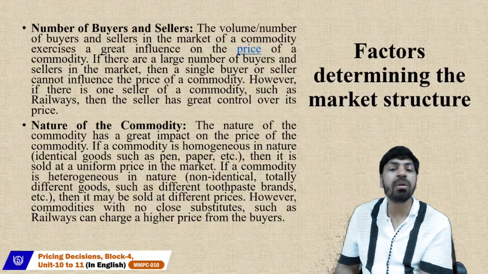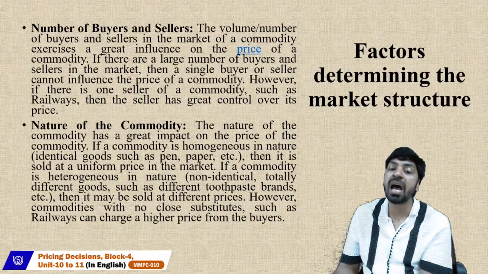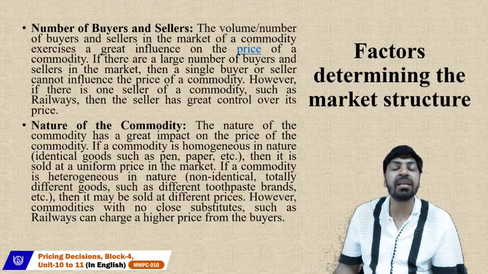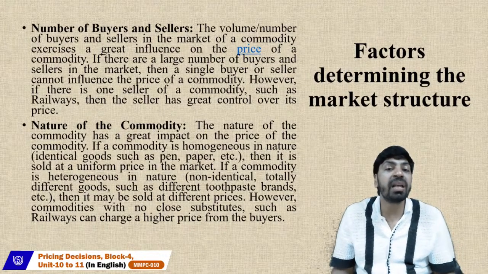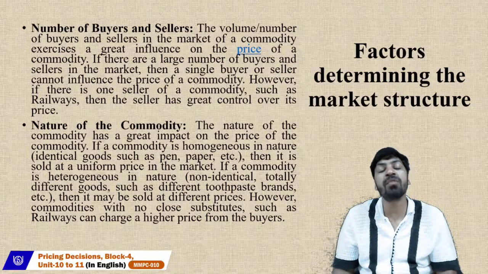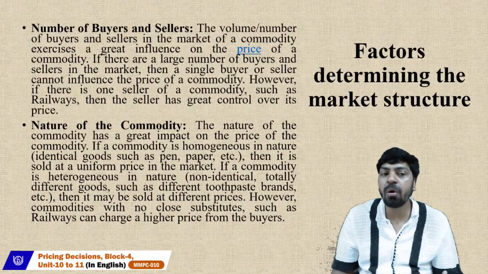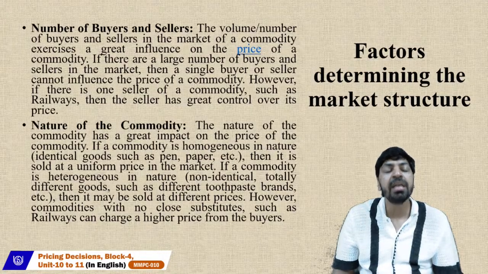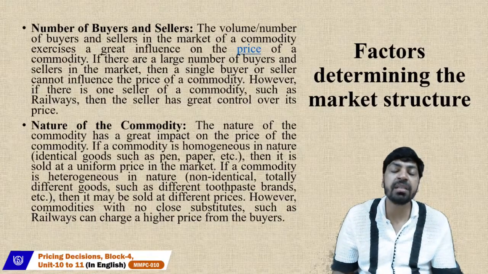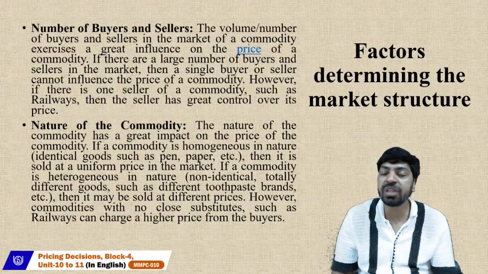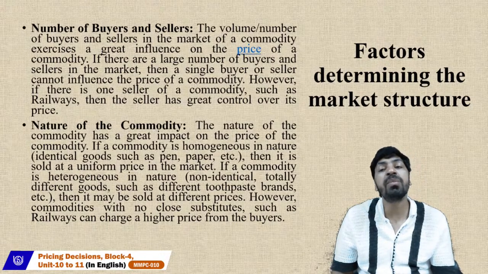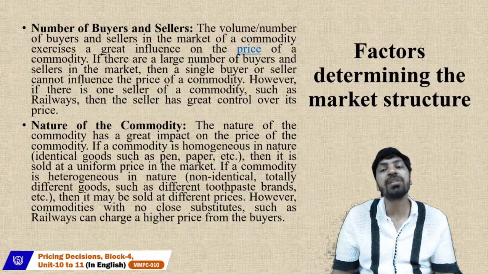Commodities with no close substitutes, such as railways, charge higher prices from the buyers, because of course only one seller is available, the Indian Railways. That means the seller has full control over the price, and in turn can charge high prices from its buyers. So it totally depends upon the nature of the commodity, and accordingly the prices are charged from the buyers. If it is homogeneous or uniform, the same price is charged. If it is heterogeneous, it is charged at different prices. If there is only one seller, then expensive charges are levied on the buyers.